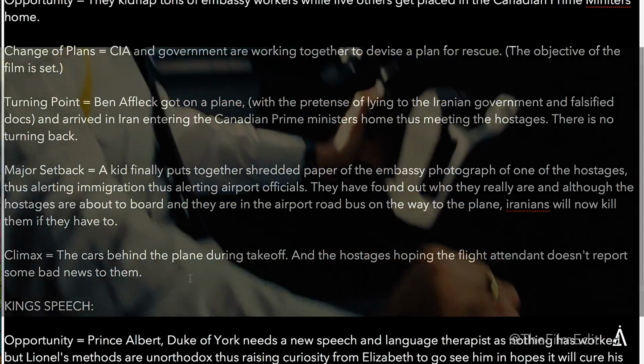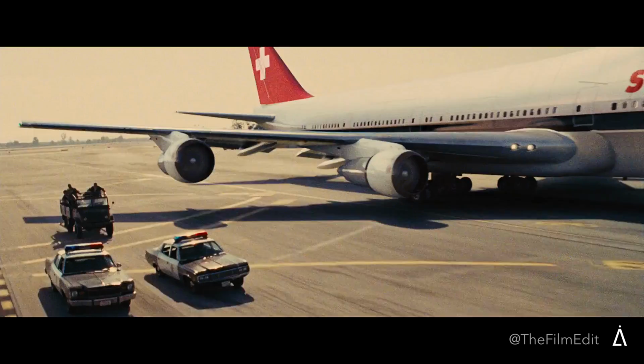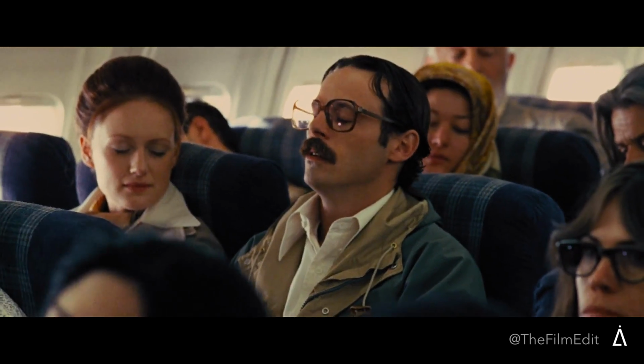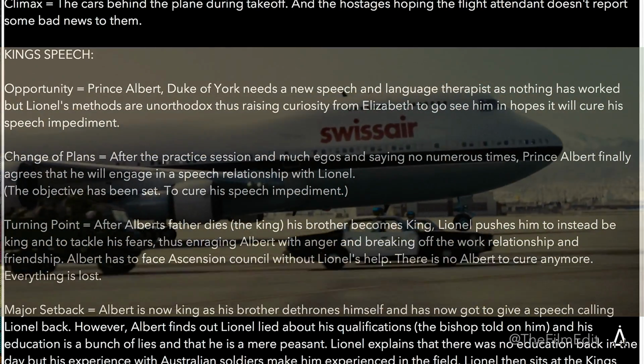And now the climax: the cars behind the plane during takeoff, that whole chase scene, the hostages hoping the flight attendant doesn't report some bad news to them. So it's great. And last but not least, actually no, we have more. Oh no, this is the last one. Last but not least, The King's Speech.